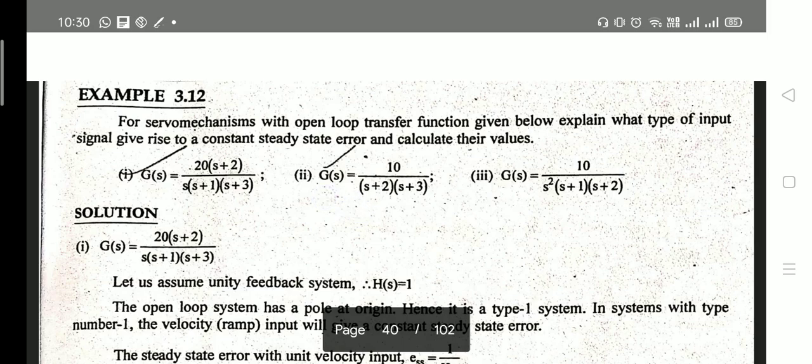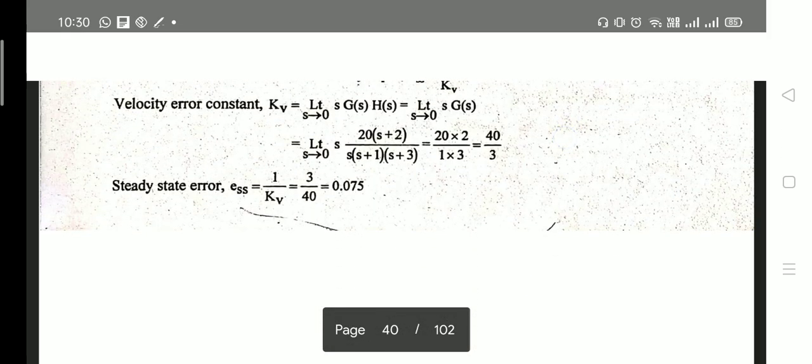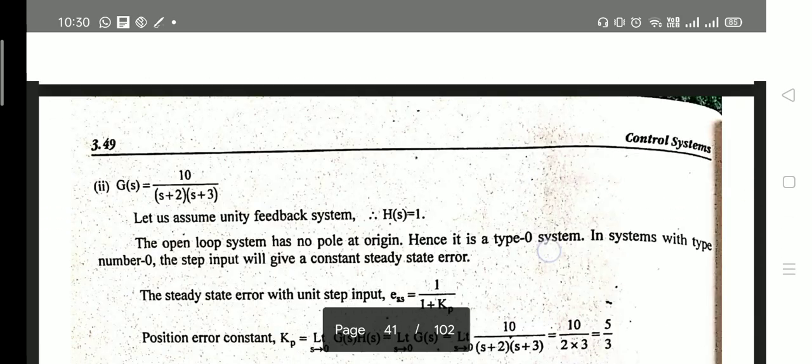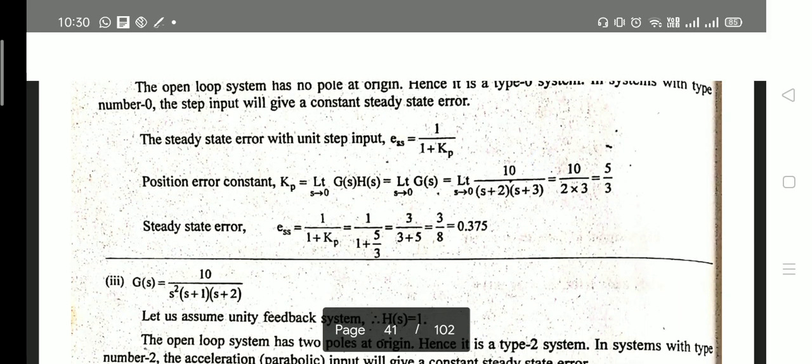Next, going to the second problem, 10 by (s+2)(s+3) is the s power 0, so type 0 system. Type 0 means you can find the positional error constant. The positional error constant formula is Kp is equal to limit s tends to 0 of G(s)H(s). Substituting G(s) value, we will get 5 by 3. The formula for the steady state error for the positional error constant is ESS equal to 1 by 1 plus Kp. Substituting Kp as 5 by 3, we will get 3 by 8, that is 0.375.